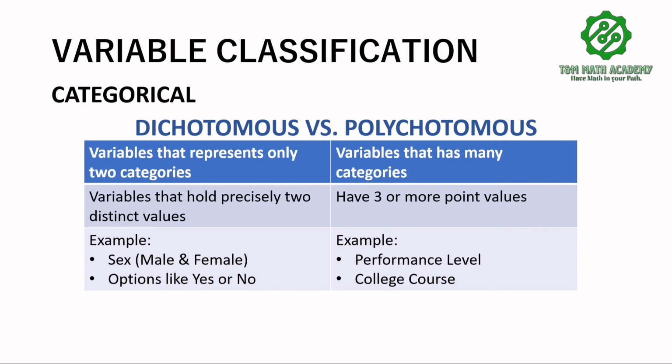Then, ito naman, meron tayong polychotomous. Variables that have many categories. 3 or more points of values. Example, performance level, college course, ano? So, simple lang. Ang pagkakaiba lang ng dalawa, pag sinabing dichotomous, 2 options only. Polychotomous, many options, more than 3, no? From the word poly, which means many.